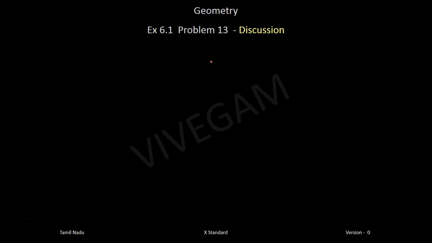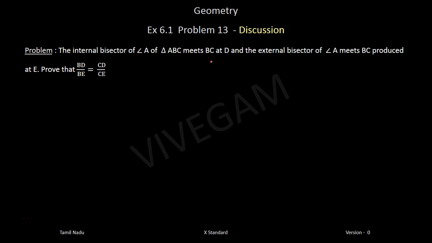Exercise 6.1, problem 13, discussion. The internal bisector of angle A of triangle ABC meets BC at D, and the external bisector of angle A meets BC produced at E. Prove that BD by BE equals CD by CE.